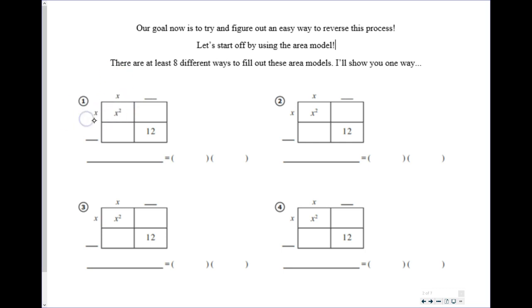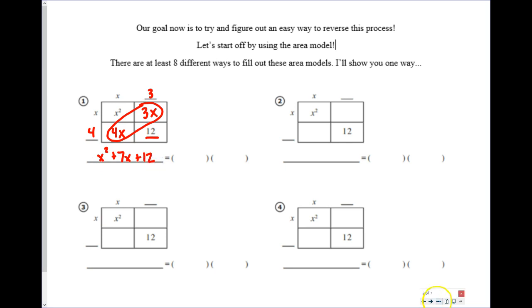I also have an additional piece of information. I have this 12 here. Now there are lots of ways to get a 12, right? One way is I could put 3 and I could put 4 here, right? Because 3 times 4 is 12. And then if 3 is here, this becomes 3x and this becomes 4x. So when I combine like terms, I get this x squared plus 7x plus 12.